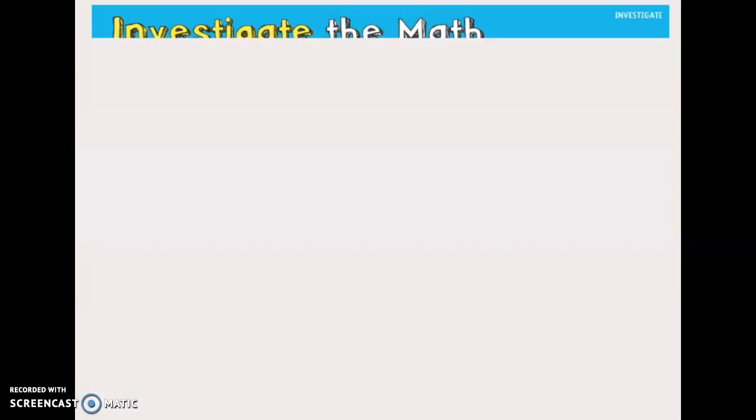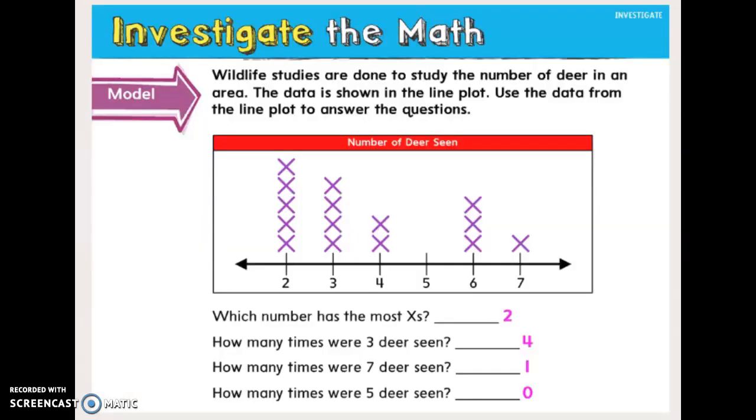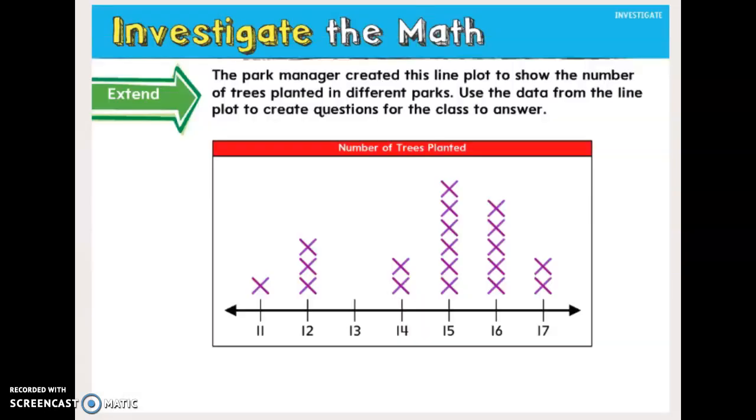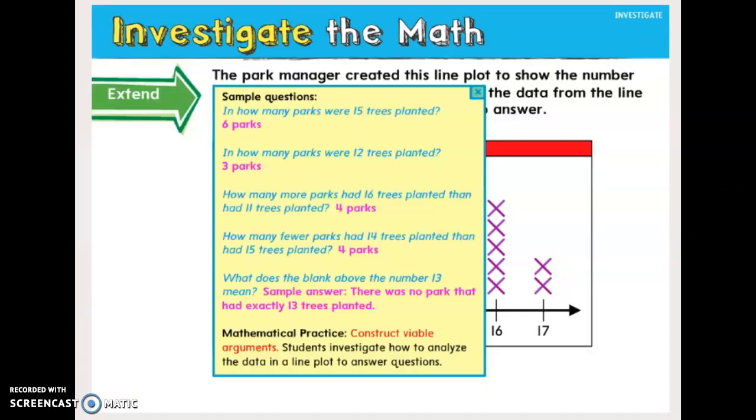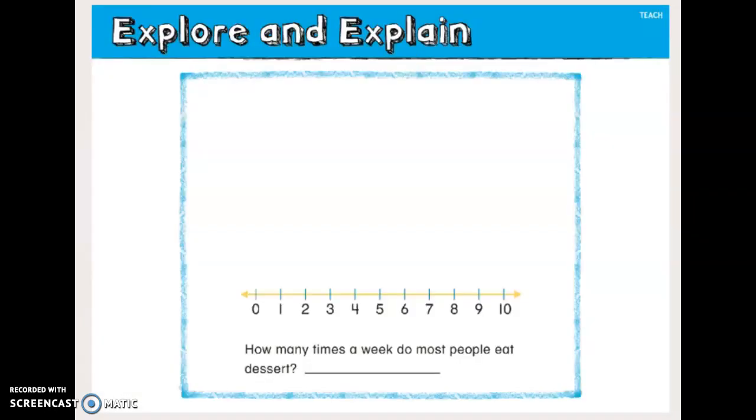Let's go ahead and look at the next one. Okay, so there we go, we had 2, 4. We're answering this one, sorry, 4, 1, and 0. I'm going to skip over that one.